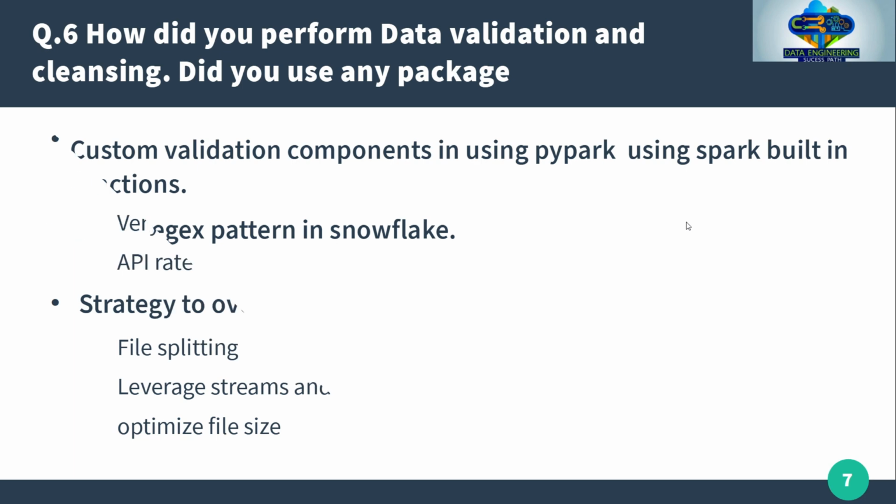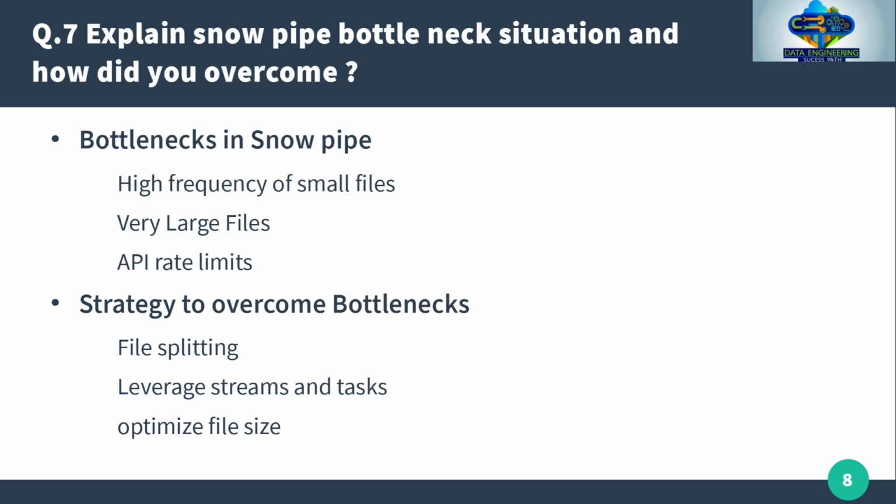Coming to the next question. Explain a Snowpipe bottleneck situation and how did you overcome it? So I have never seen any bottleneck situation using Snowpipe, but there may be scenarios where we can have bottlenecks in Snowpipe.